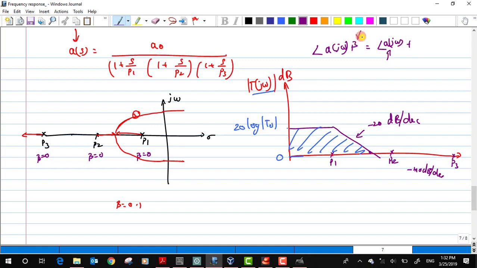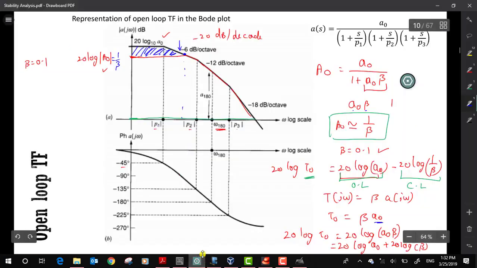Just because this beta doesn't introduce any kind of phase, I can actually neglect it, because it gives us zero phase shift. So I'm not going to consider it. Whatever the phase value that is introduced by this open loop gain, I can use the same plot. So I'll just switch back here.